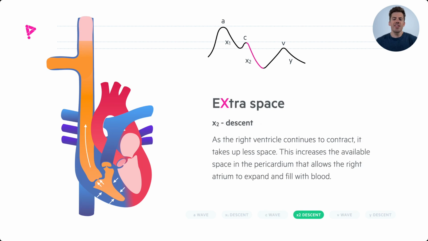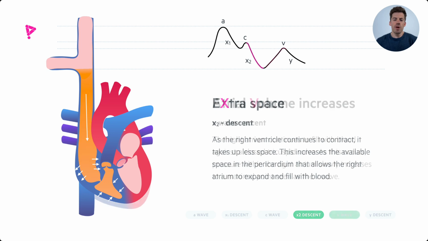Then we have the second X descent. This can be remembered as extra space. This is the hardest to conceptualize in the JVP waveform. But essentially, as the right ventricle continues to contract, it takes up less space. This increases the available space within the pericardium that allows the right atrium to expand and fill with blood, therefore dropping the pressure in the jugular venous pulse.